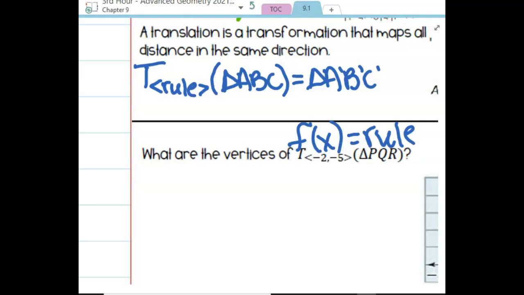So when you see this notation, remember T, that's the name of the function. That's how you know it's going to be a translation. Tomorrow when we talk about reflections, it's going to be an R. And then in the little arrows down there, that's going to be our rule. And then this is the figure that you're translating. When you translate triangle ABC, you get triangle A prime, B prime, C prime. That's in words what all of that means.